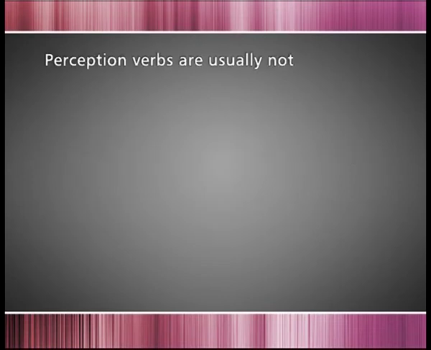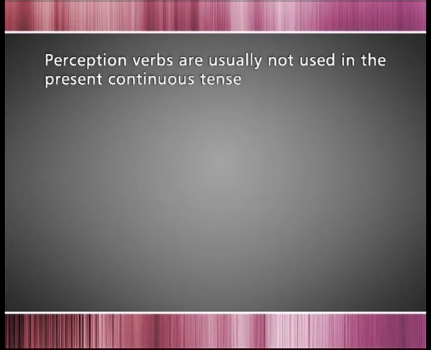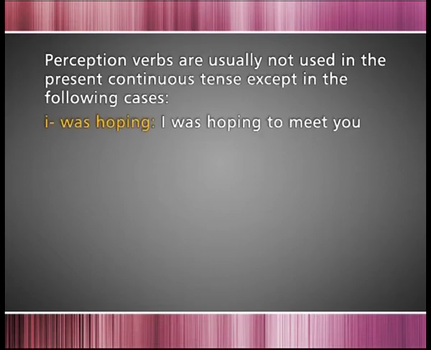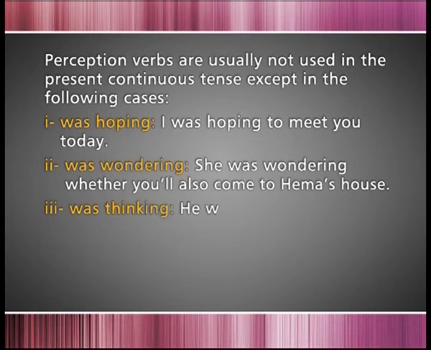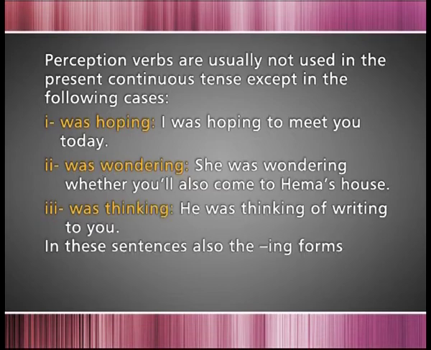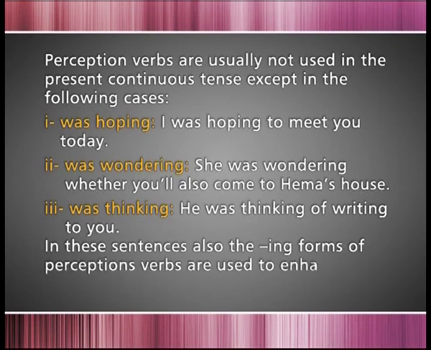Perception verbs are usually not used in the continuous tense except in the following cases. 1. Was hoping. I was hoping to meet you today. 2. Was wondering. She was wondering whether you'll also come to Hema's house. 3. Was thinking. He was thinking of writing to you. In these sentences also, the ing forms of perception verbs are used to enhance politeness.